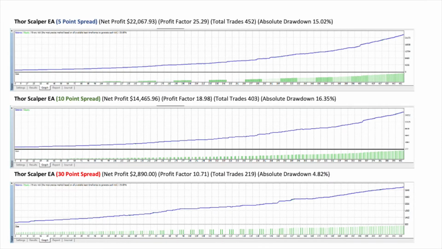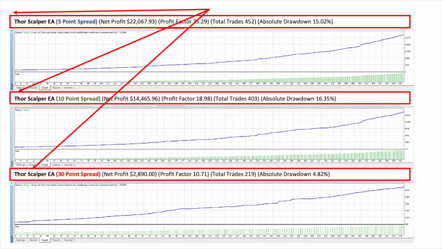I have presented the comparison of results in 3 different slides. Firstly, I've put the graphs of the 3 spreads tested on one slide. I have provided a brief summary of the data from the test report at the top of each graph.